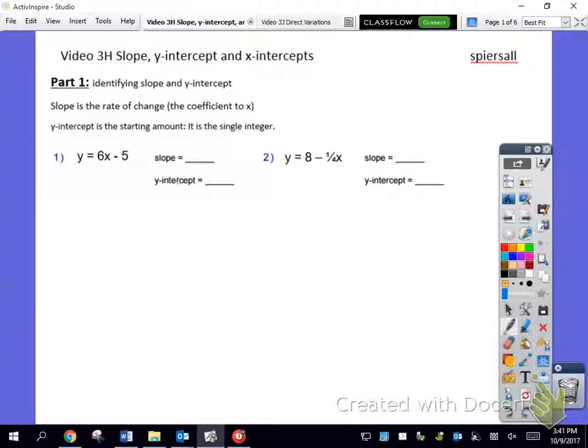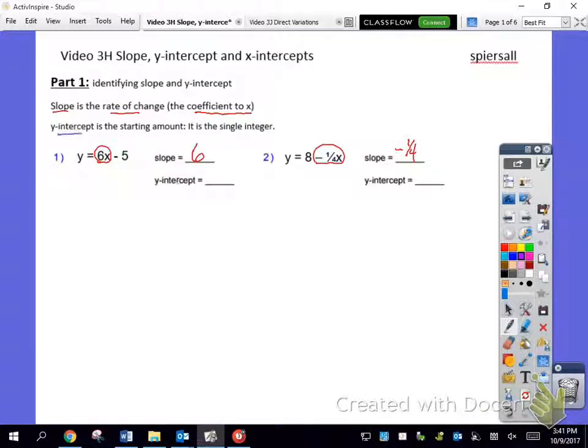Remember, slope is the rate of change, and it's always the coefficient next to x. 6 is next to x. There's nothing in front of it, so it's a positive 6. 1/4 is next to x, but you see that minus? That means that's a negative 1/4. So those are my slopes.